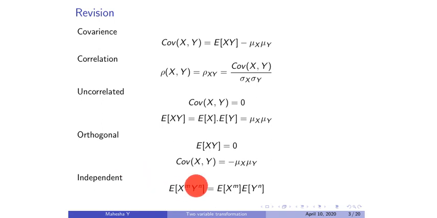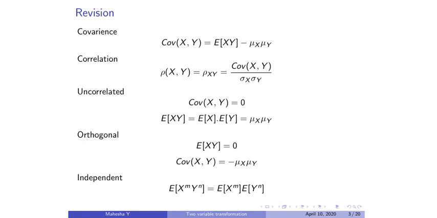And two variables are said to be independent if expectation of x raised to m, y raised to n is equal to expectation of x raised to m times expectation of y raised to n. Now when you put m equal to 1 and n equal to 1, it will be expectation of xy equal to expectation of x into expectation of y. But when you substitute higher values for m and n, it may not be an uncorrelated situation. So every independent pair is uncorrelated, but every uncorrelated pair is not independent.